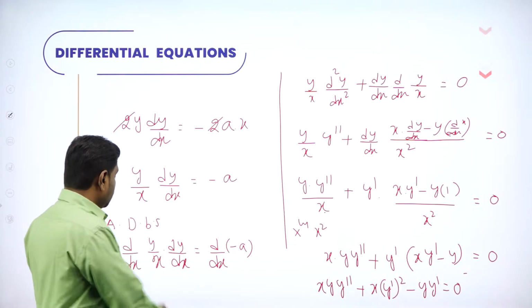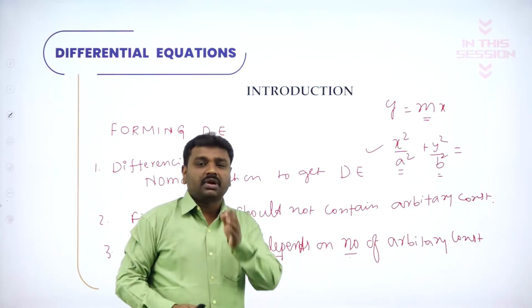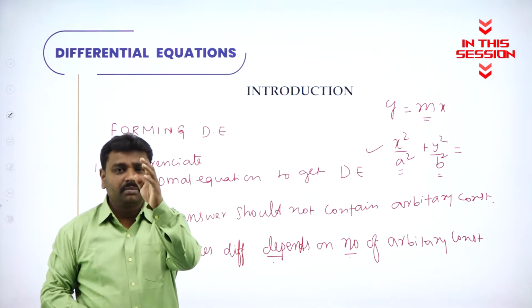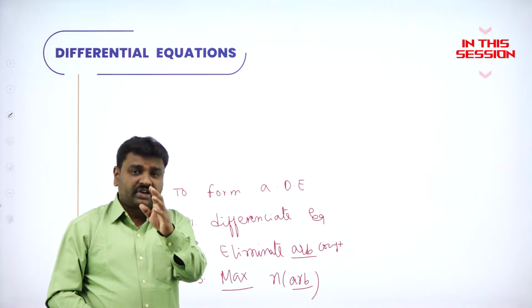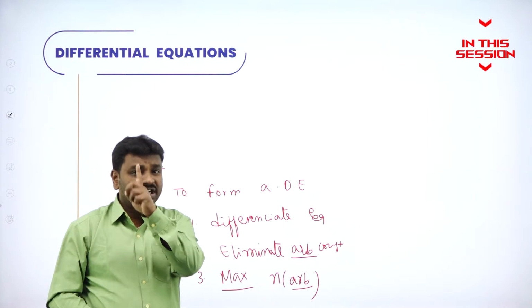Here we have the product rule because we have a product of two terms. So the number of times you can differentiate depends on the number of arbitrary constants present in the equation. After differentiation and after creating the equation, the final answer should not contain an arbitrary constant.